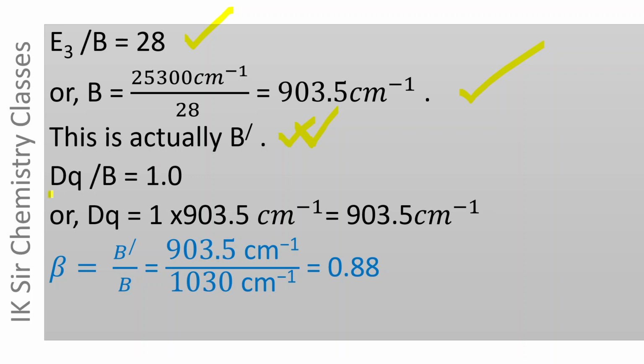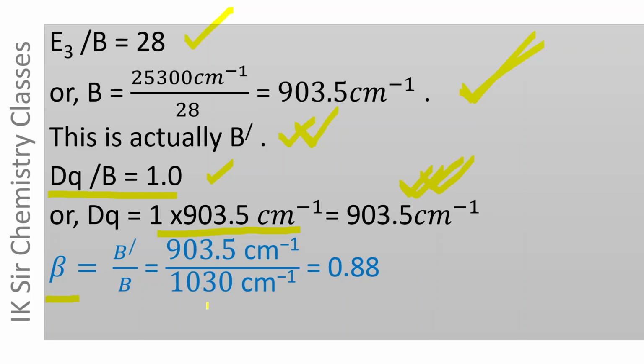Dq by B, vertical line has been drawn at Dq by B equals to 1.0, and therefore Dq will be 1 multiplied by B, that is 903.5 centimeter inverse, and it is 903.5 centimeter inverse. This is Racah parameter, this is crystal field splitting parameter, and now Nephelauxetic parameter B dash by B.